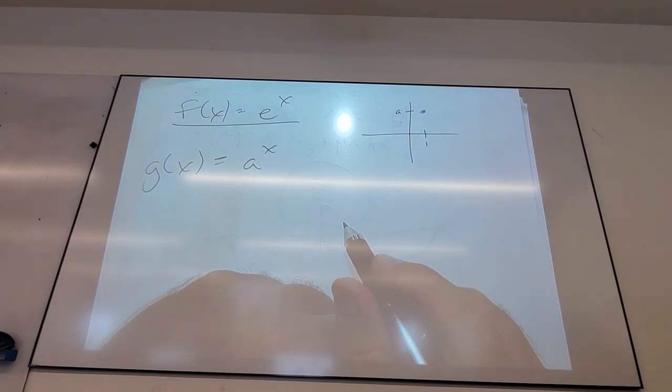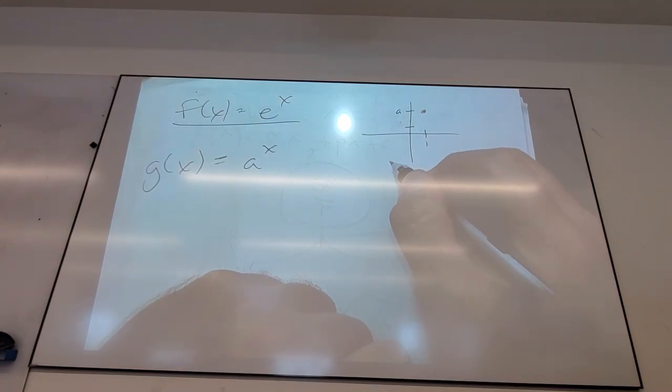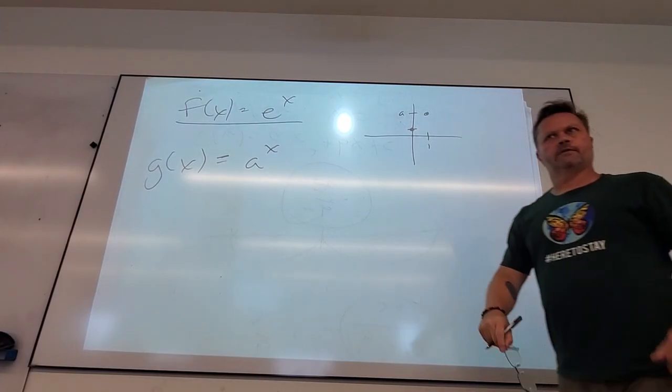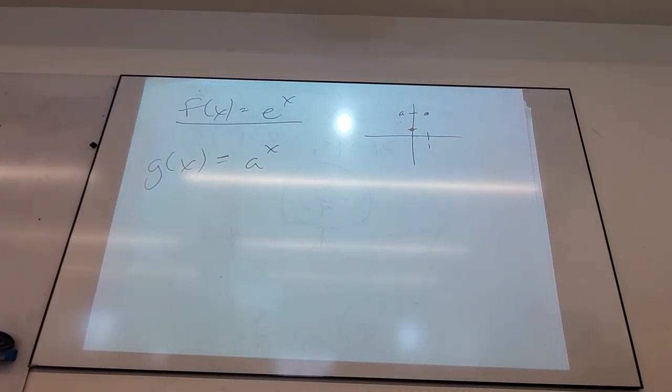You with me? What's A to the 0 power? What's anything to the 0 power, especially if it's not 0? 1. Yes. Very quickly, since nobody said anything, you guys are all aware that anything to the 0 power is 1, except 0. 0 to the 0 power is actually an indeterminate form we'll talk about relatively soon.